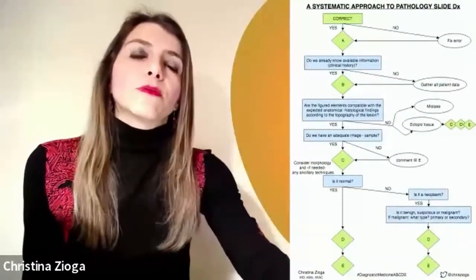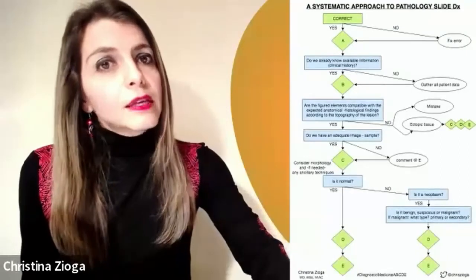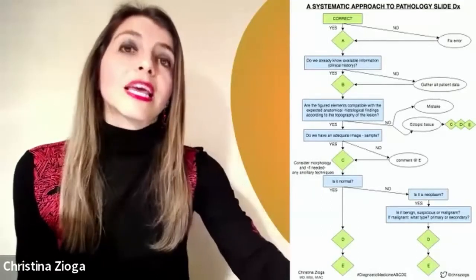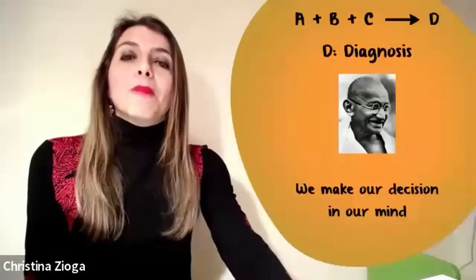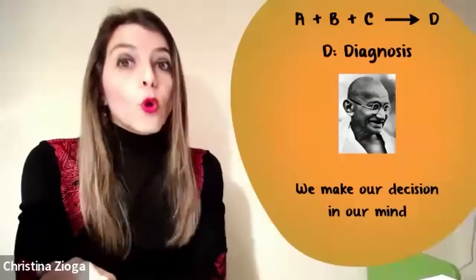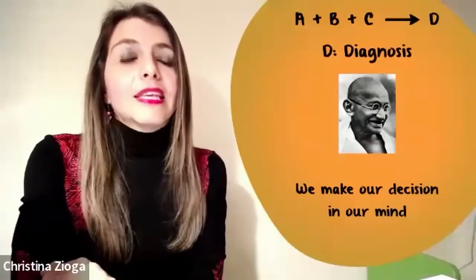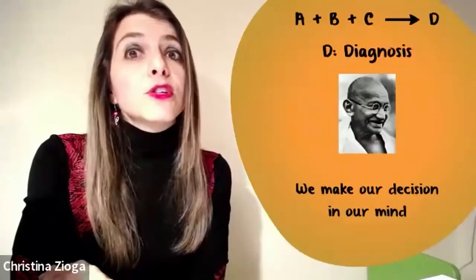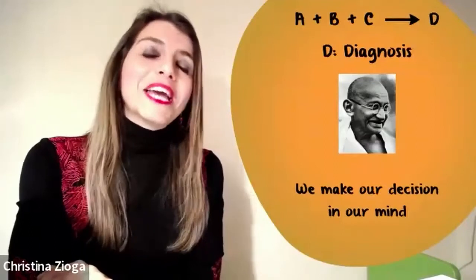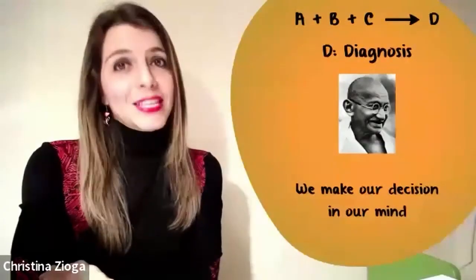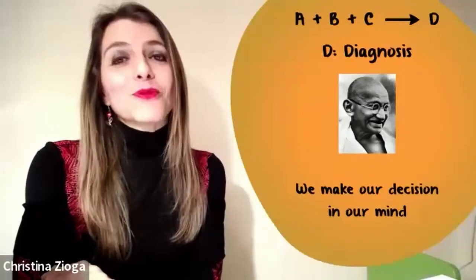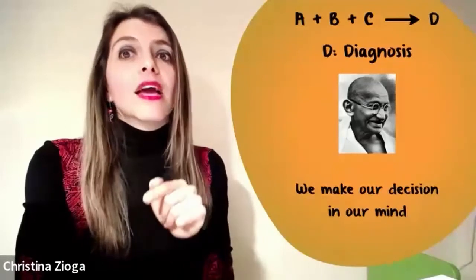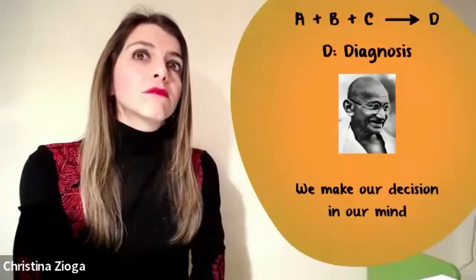Taking into consideration all the above steps, A, B, C, we finally reach D, which of course is diagnosis. Mahatma Gandhi wasn't a doctor, but he said something extremely wise: a correct diagnosis is three-quarters the remedy. And because diagnosis is always so easy, sometimes we have to recruit differential diagnosis. At this stage, do you make a decision in your mind? I do.